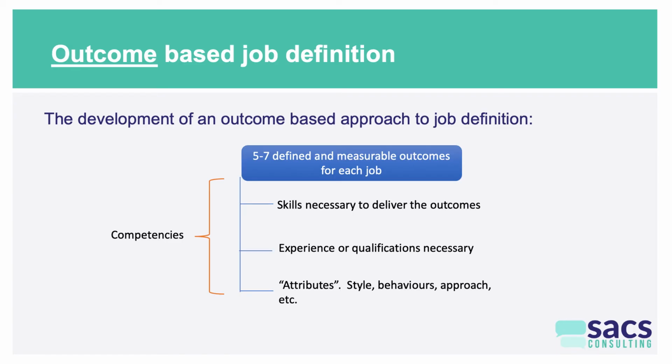Now, this is a worldwide trend. So for decades, going back to time immemorial when we first started writing job descriptions, they would be lists of tasks. But right across the world now, there's an understanding that reconstructing job definitions as lists of outcomes, and particularly not having too many outcomes, is a much better way of doing things. So we're seeing this trend moving across from task-based job definition to outcome-based job definition. So here's an example of what one of these things might look like. 5 to 7 defined and measurable outcomes for each job.